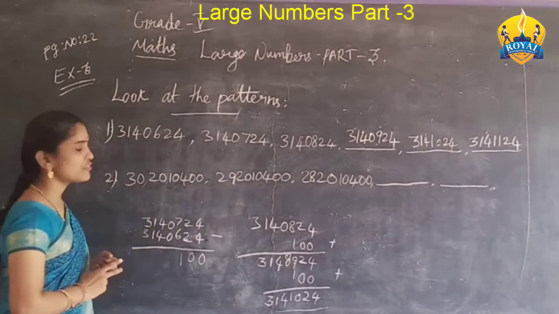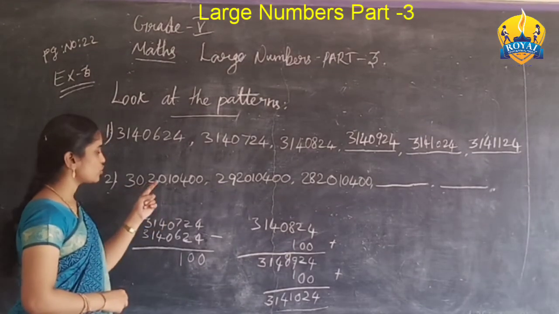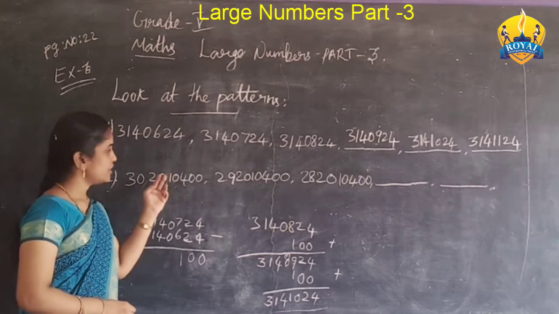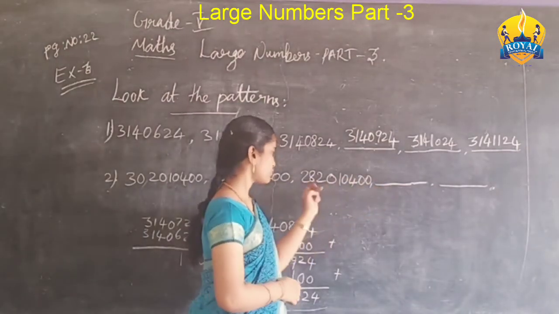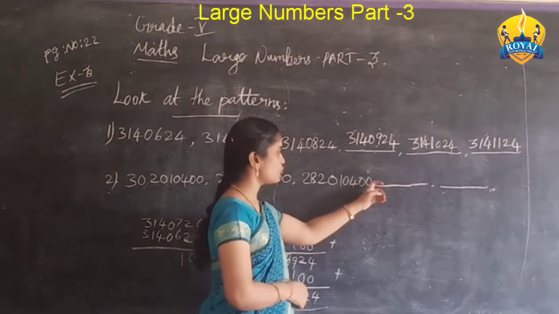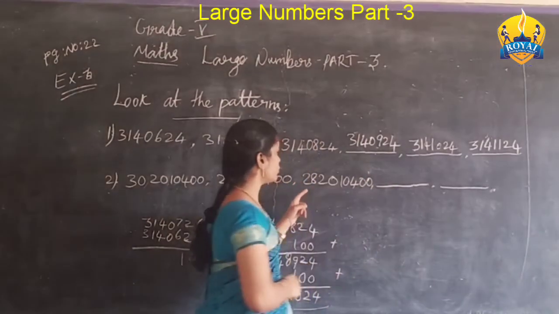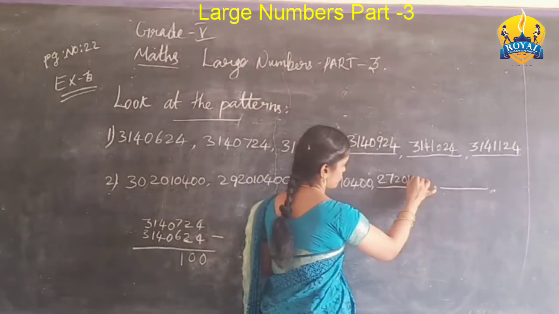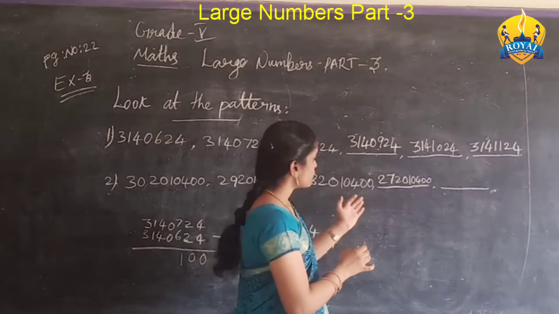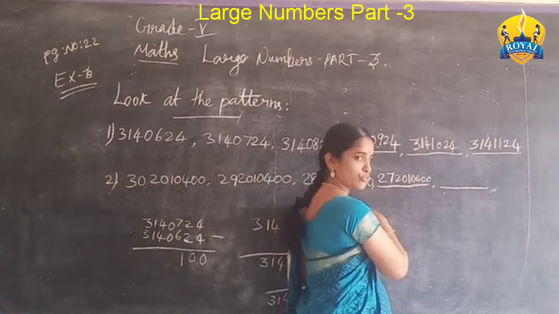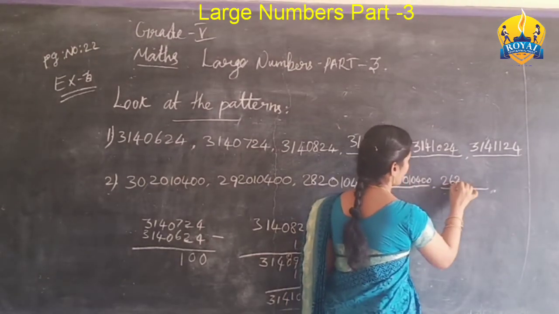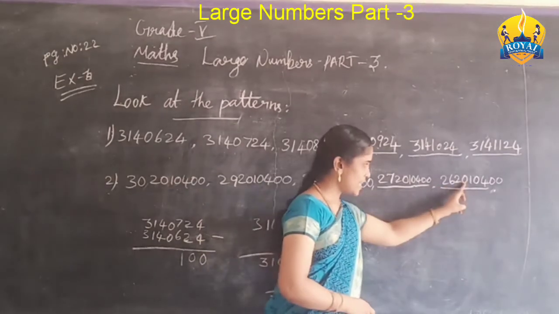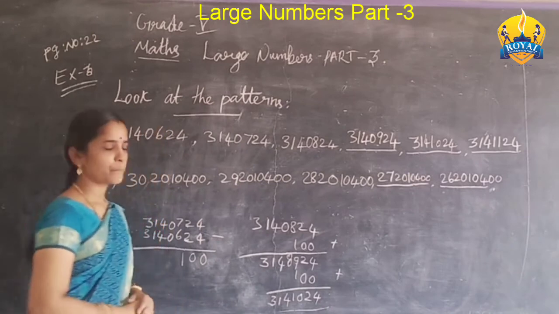First, we find the difference between the first two numbers. So, 30 crore 20 lakh 10,400, and here 29 crore 20 lakh 10,400. So, we subtract 1 crore. Okay, the difference is 1 crore. So the next number is 28 crore 20 lakh 10,400. So 27 crore 20 lakh 10,400. Okay, student, is it clear? So the next one, subtract 1 crore from 27: 26 crore 20 lakh 10,400. So we get 26 crore 20 lakh 10,400. Is it clear? Okay.